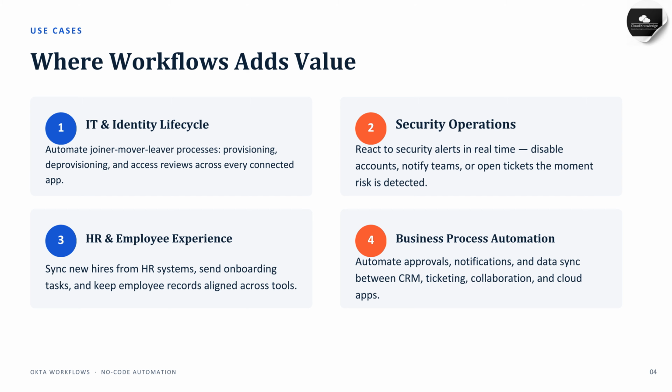3. HR and employee experience, syncing new hires from your HR system, sending onboarding tasks, keeping records aligned across tools. 4. Business process automation more broadly, approvals, notifications, and data sync between your CRM, ticketing, collaboration, and cloud apps. Notice the pattern. This isn't just an IT tool. It's a glue layer across your entire business.